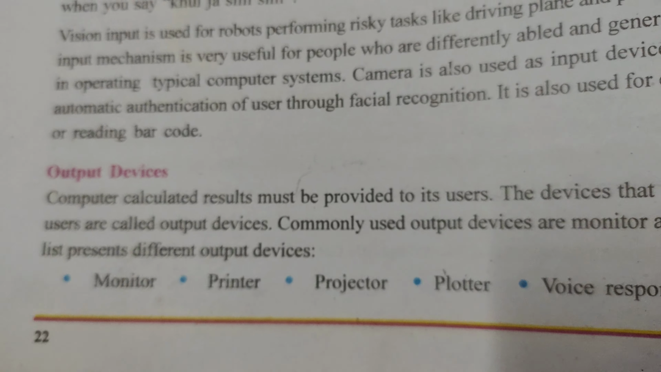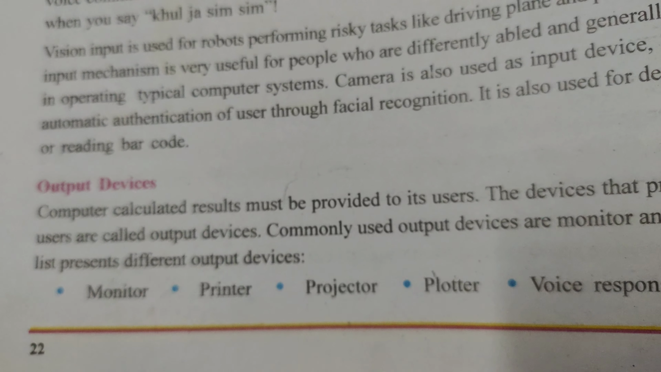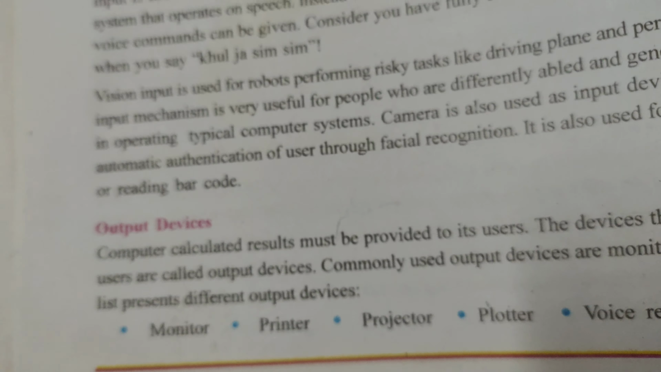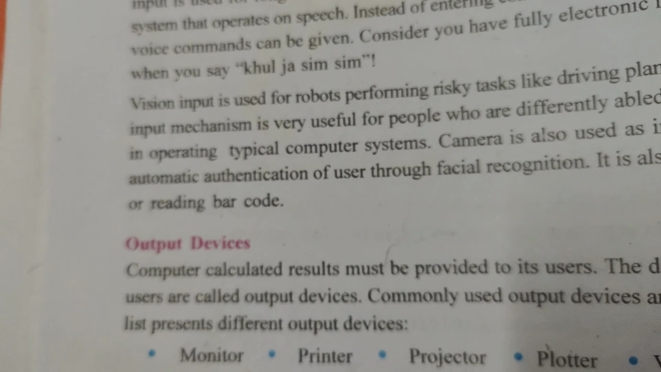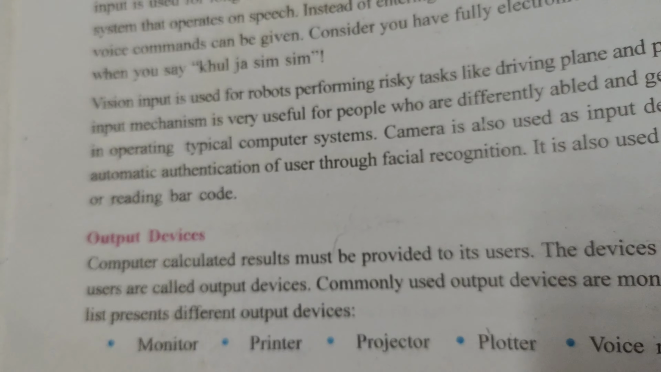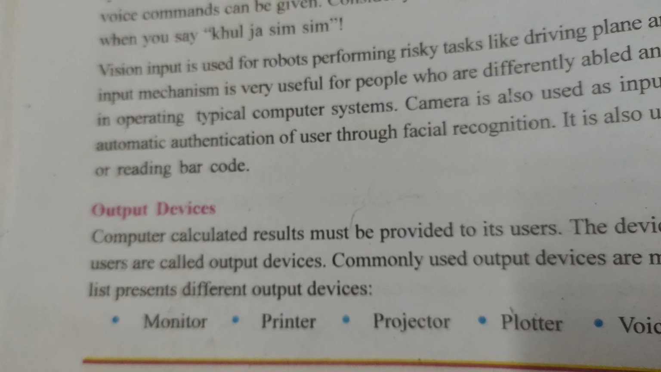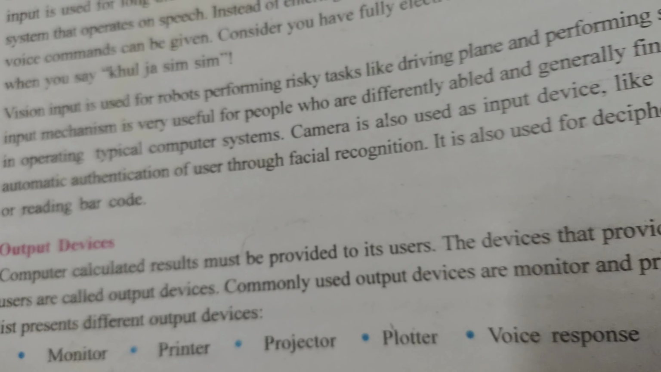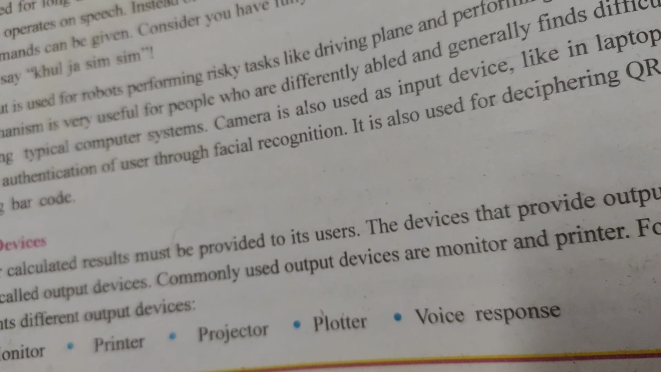That is the vision device. Next, output devices. The result calculated by the computer must be provided to its user in some form. The form which the user gets is the output, and output is given to the user by output devices. Output devices are the monitor, printer, projector, plotter and voice response.